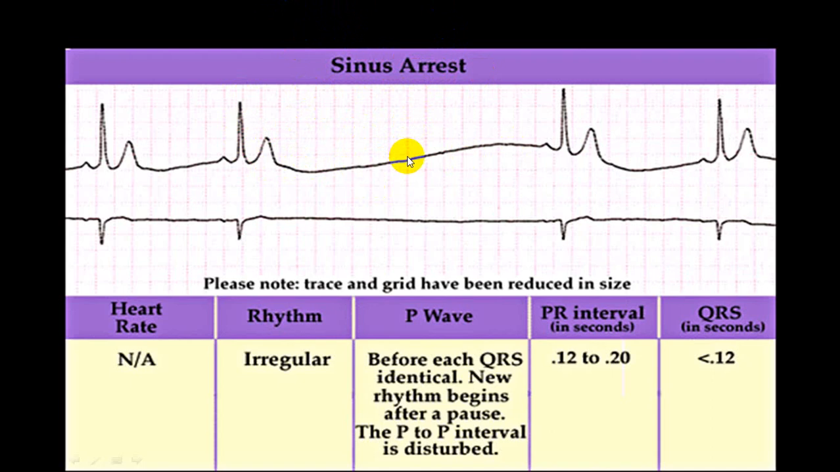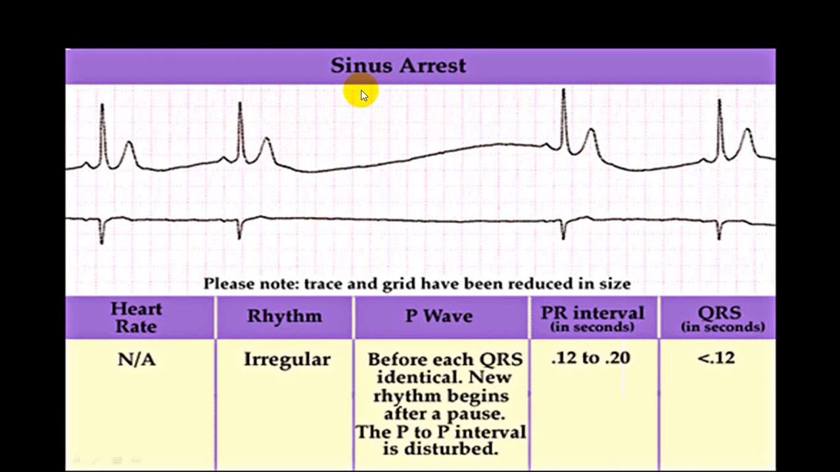And if this becomes very prolonged, the person can become unconscious, and it can be dangerous, and the person can even have sudden cardiac death. So do remember, usually sinus arrests are for a short period and the person will have a little dizziness. If it is a little longer, the person can have a syncope, and if it is very prolonged, the person can go into what we call cardiac arrest or sudden cardiac death.